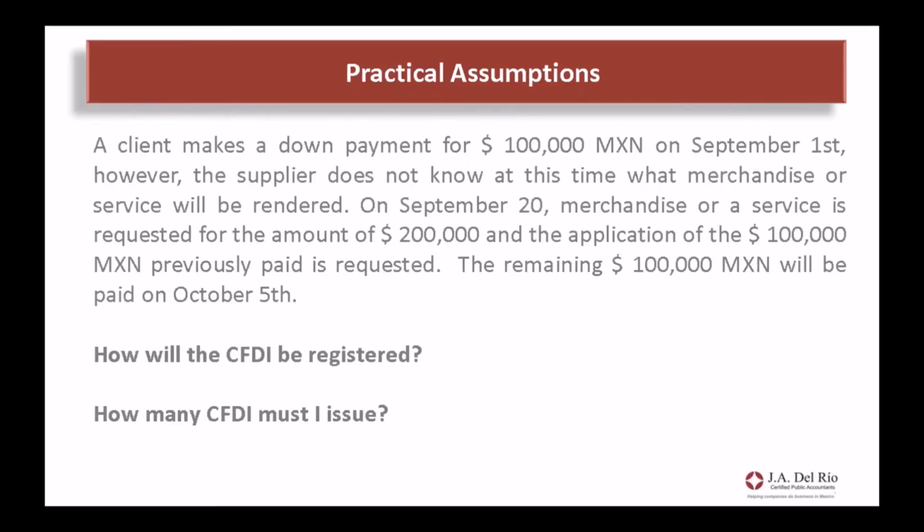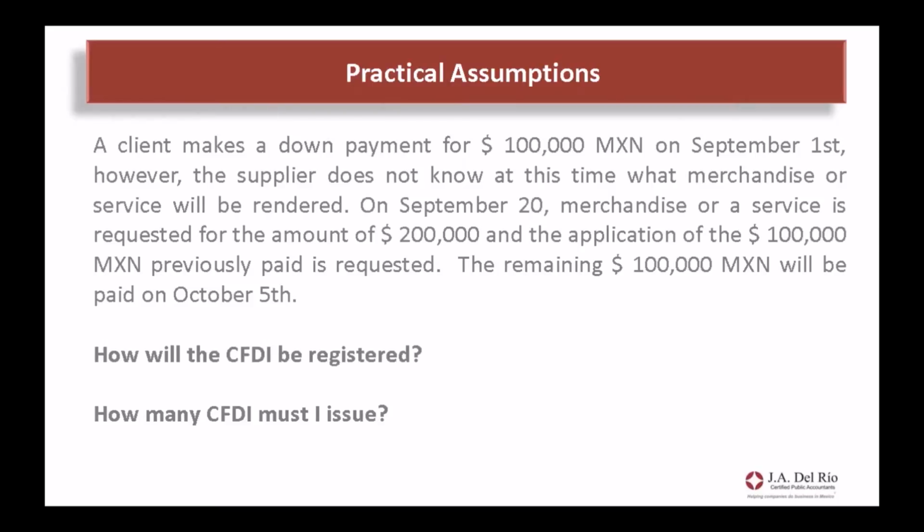It says, a client makes a down payment of 100,000 on September 1st. The supplier does not know at this time what merchandise or service will be rendered. It's a down payment or advance payment. On September 20, merchandise or service is requested for the amount of 200,000, and the application of the 100,000 that were paid previously is requested. Then the remaining 100,000 will be paid on October 5th.